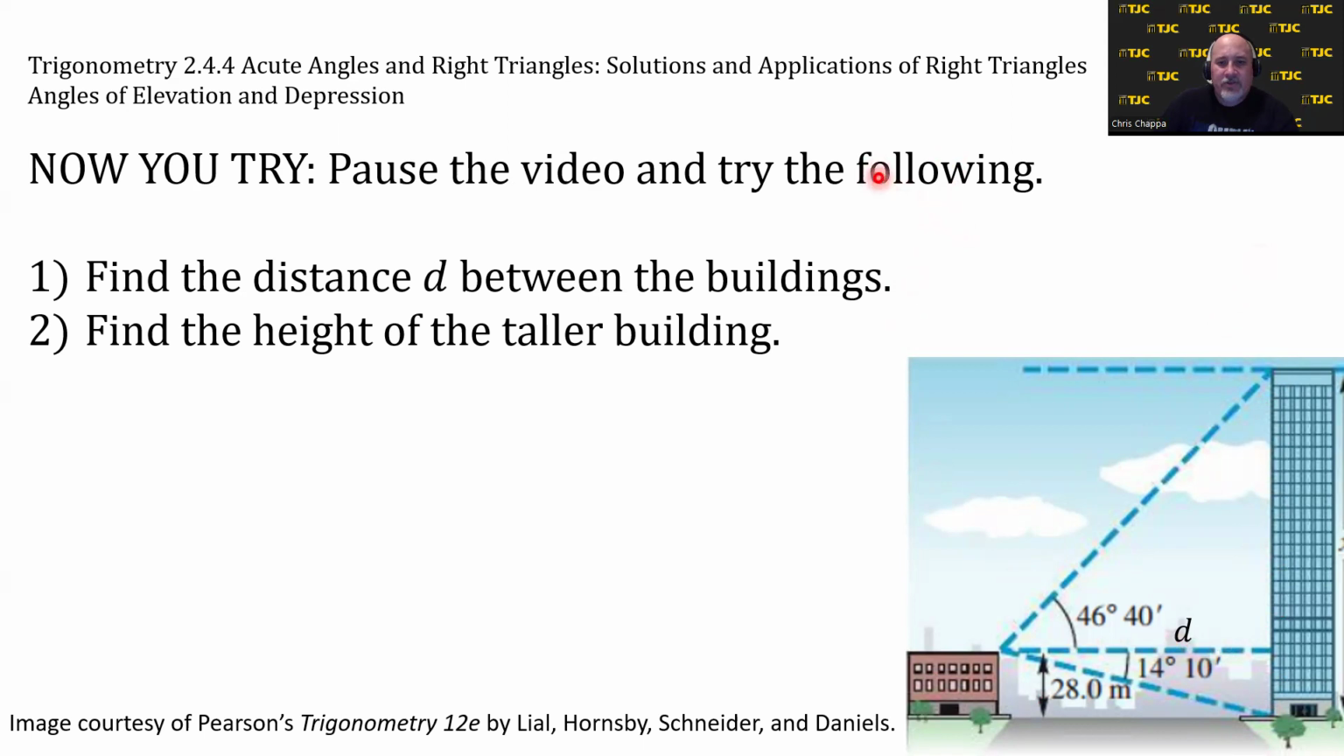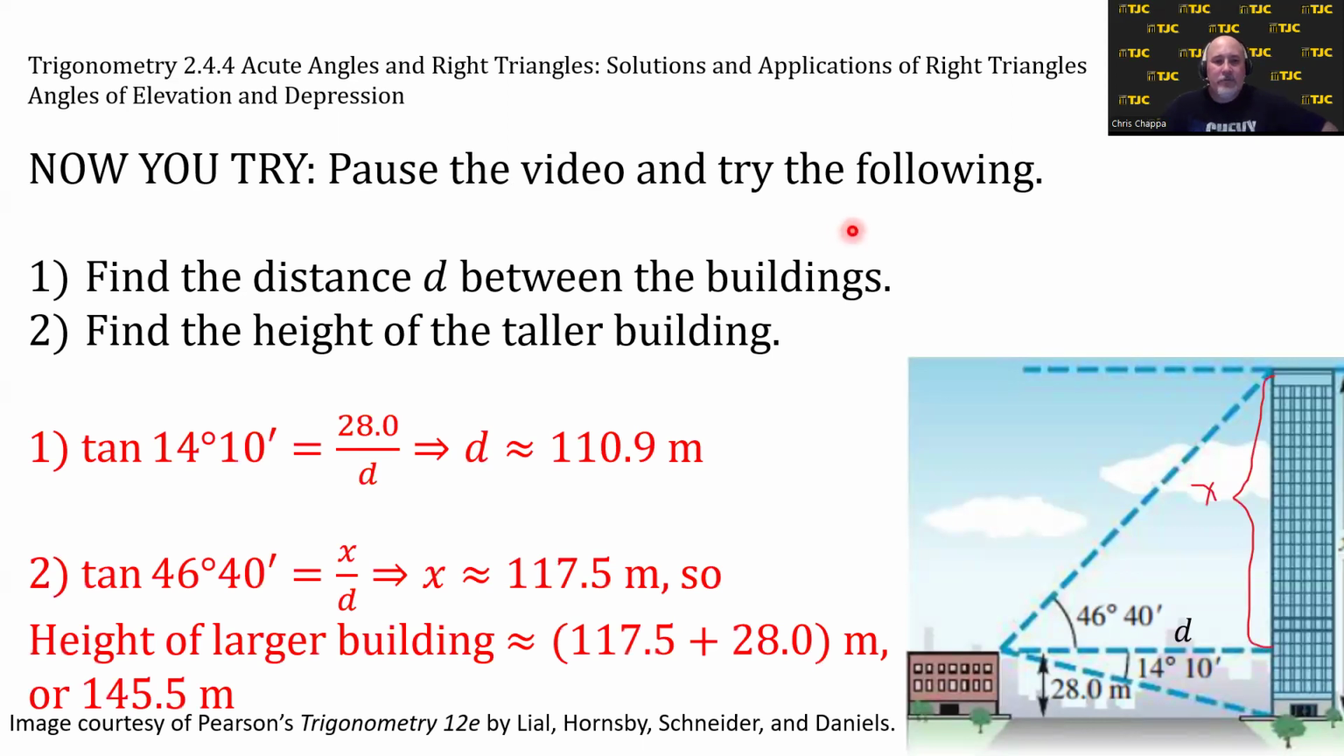All right, if you haven't paused the video, here's your fair warning. Solution in 3, 2, and 1. Again, the second problem is similar to the one that we did for the angle of elevation, because we found part of the height of the tall building and had to add the height of the small building to get the total height of the larger building.